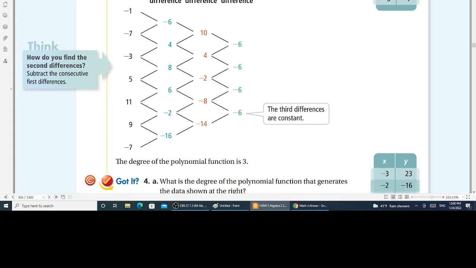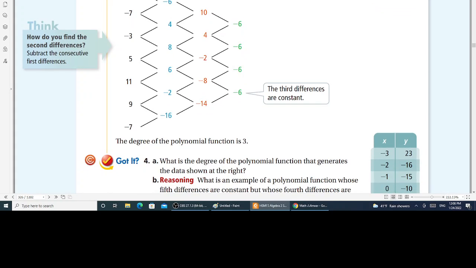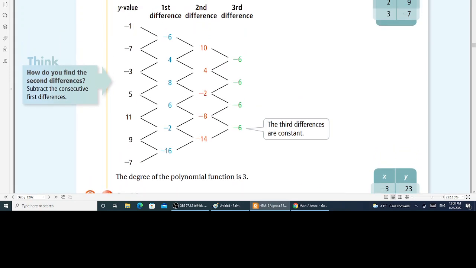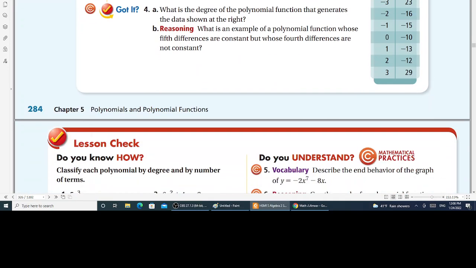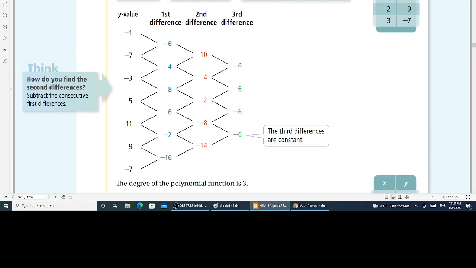Okay, move to the third differences. 4 minus 10 is negative 6, negative 2 minus 4 is negative 6, negative 8 minus negative 2 is negative 6 also, and negative 14 minus negative 8 is negative 6. So the third differences are constant. So the degree of this polynomial function is 3 because the third differences are constant. Okay, that's enough in this video. Thank you so much.